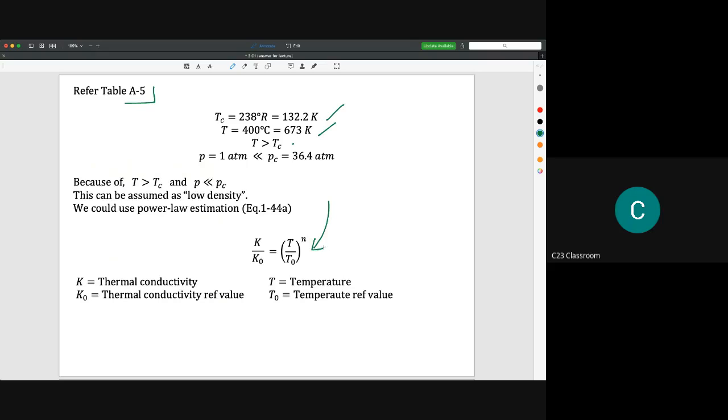So this is Doctor, yes, sorry for interruption. Yes, critical temperature from the table. Yes. Okay. Okay.